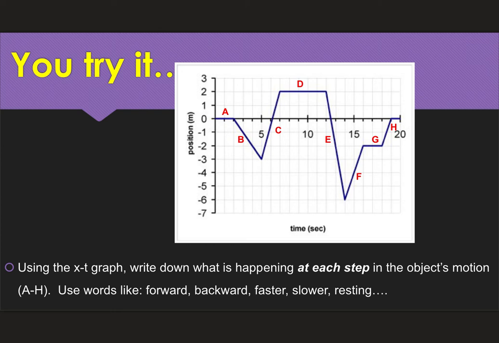Okay, now let's go through this fairly quickly. All right, at position A, the object sits still for 2 seconds, and it's at the starting line at 0 meters. For interval B, the object is traveling in the negative direction because we have a negative slope. And it's traveling, if you do the calculation there, at -1 meters per second. Because it's going in that negative direction, I'm going to say backward, okay?